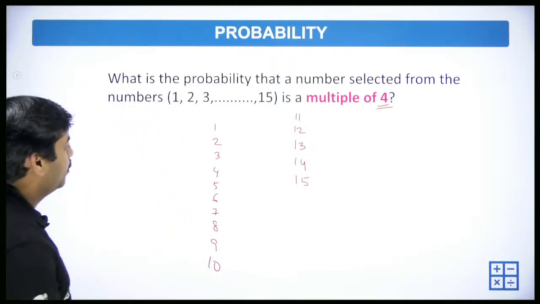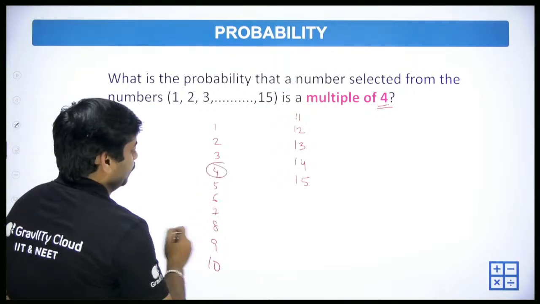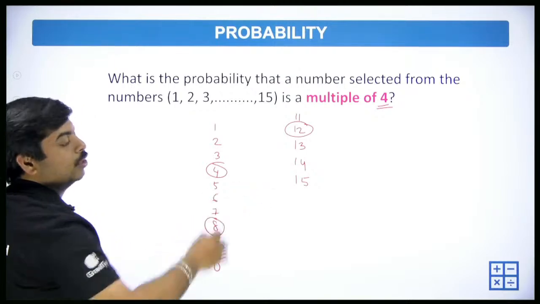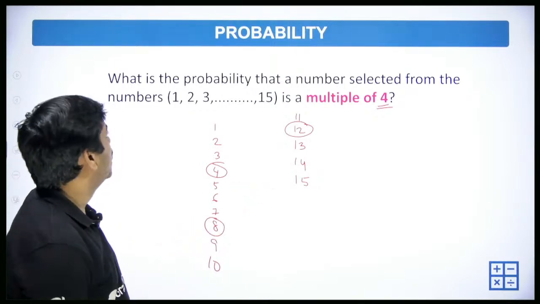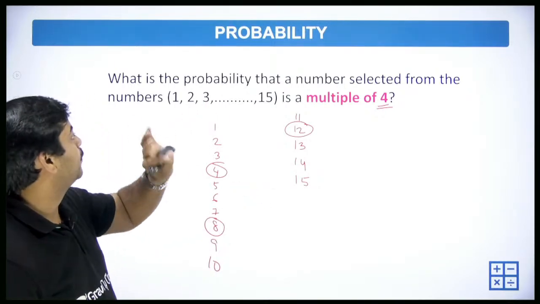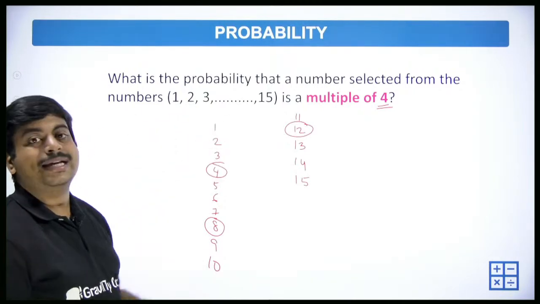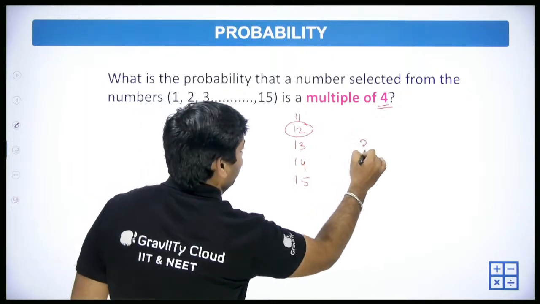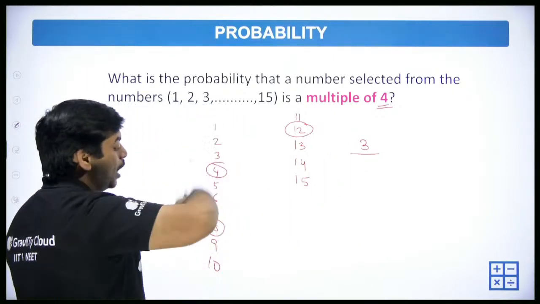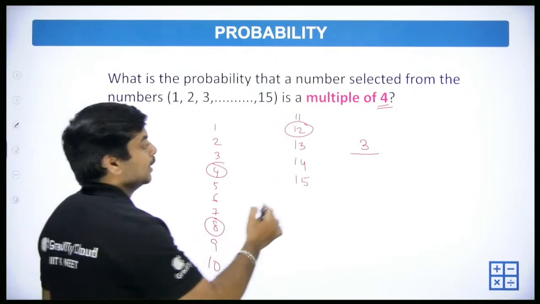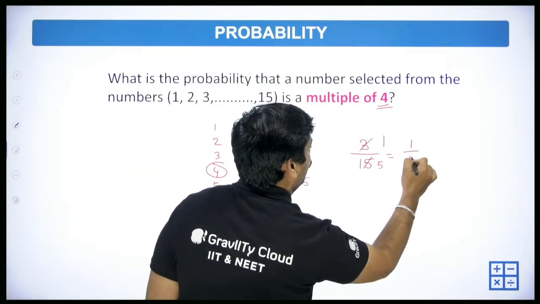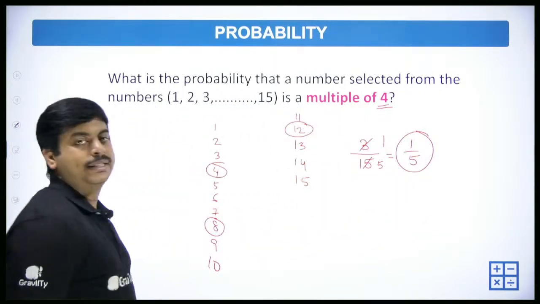So what is a multiple of 4? 4 into 1, 4 into 2, 4 into 3. Do we have any other number? Do we have 4 into 4? No. So what is the probability that a number selected from 1, 2, 3 and so on up to 15 is a multiple of 4? We have 3 numbers, so 3 by how many total numbers? 15. So 3 by 15, which is 1 by 5.